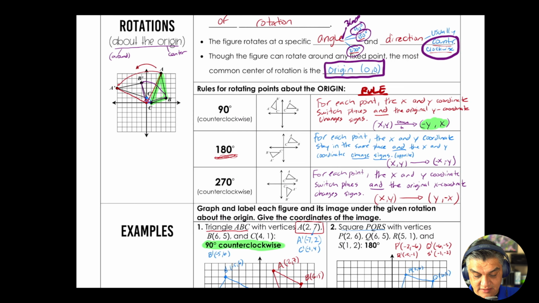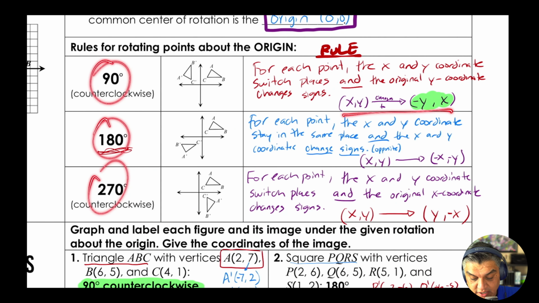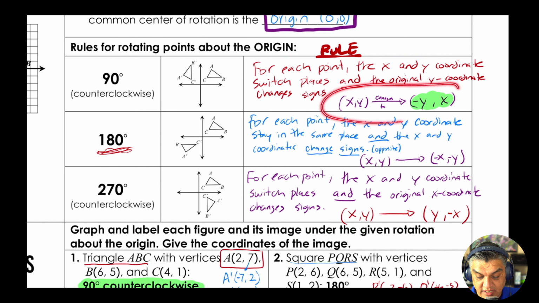In this case, it's these rules. These are the only 3 ways we're rotating. Okay? So for rotating these, here's how you change each point. I did it for you twice. I did it for you in words, and then I did it for you in a little notation to show you how the points change.